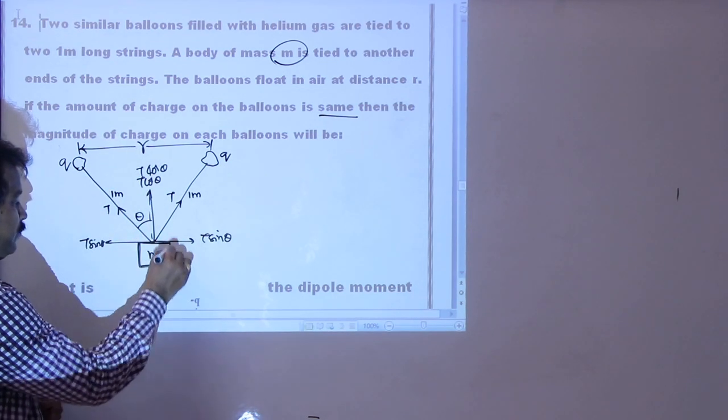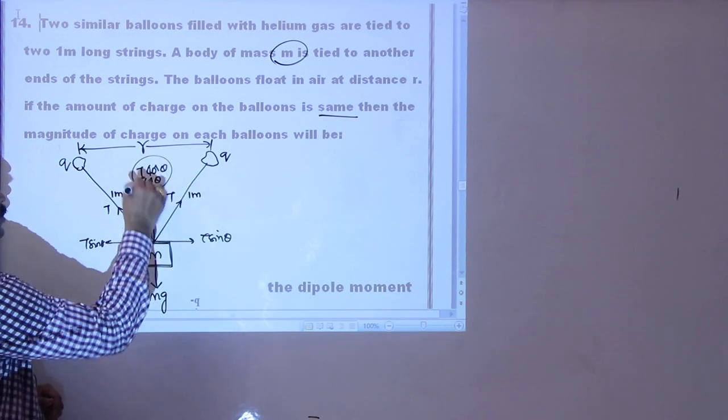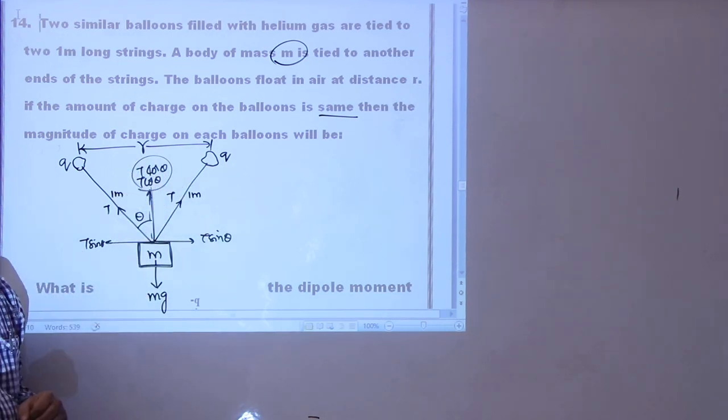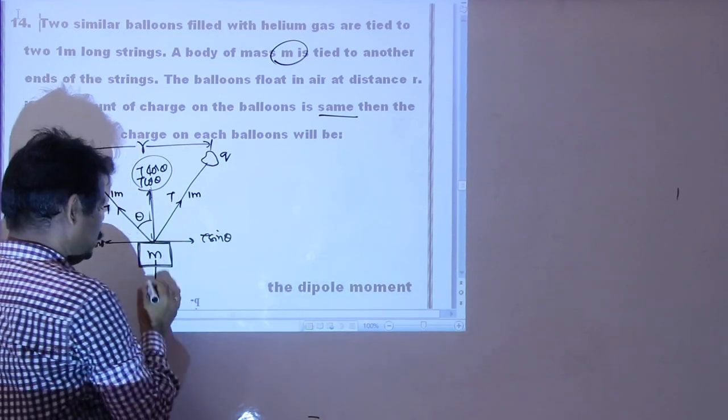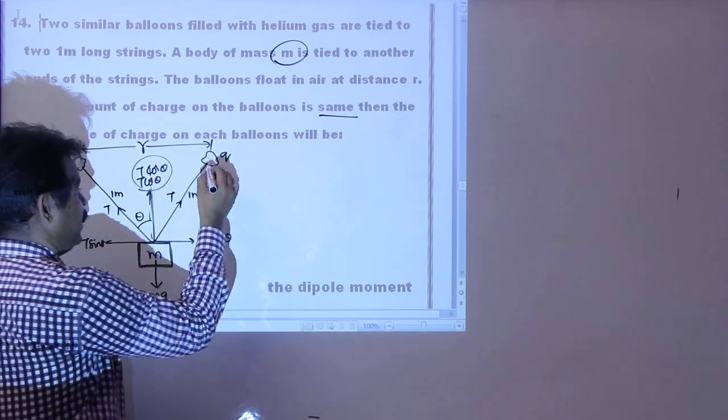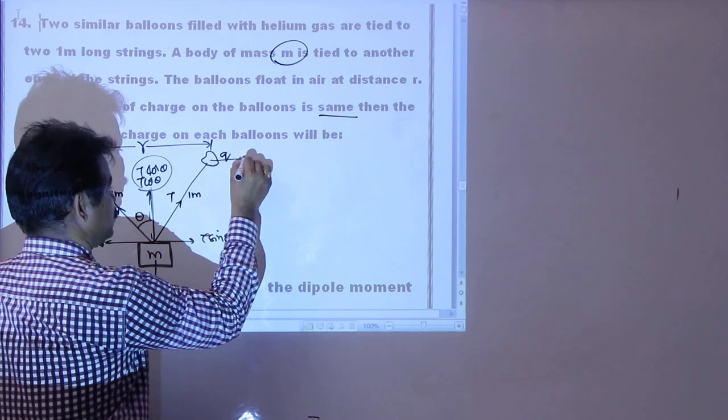Now what is the total upward force here? As it is in equilibrium, the upward force is T cos theta plus T cos theta, which is 2T cos theta, and the weight is mg. So I can write mg is equal to 2T cos theta.